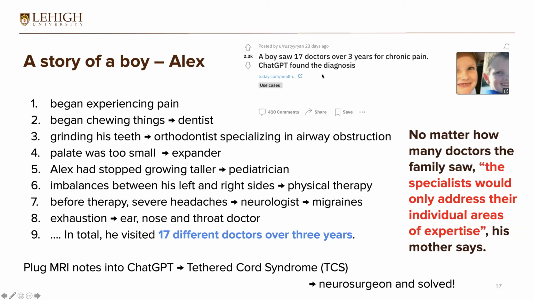In Alex's case, a boy saw 17 different doctors in the US, because in the US we have different specialists. If one specialist cannot address the issue well, they will refer the patient to another one. Over more than 3 years and after 17 doctors looking at one case, the problem was finally solved. It's very time consuming, wastes lots of time, and also brings lots of pain for the patient, as the boy kept suffering during those 3 years.